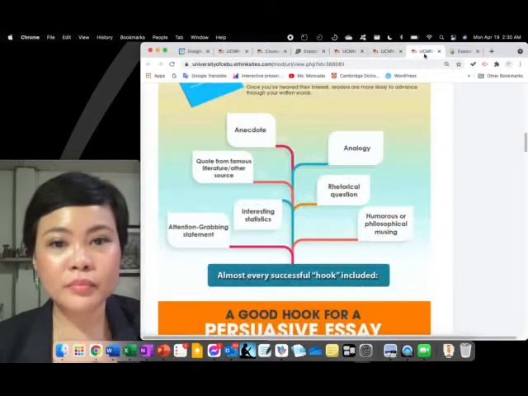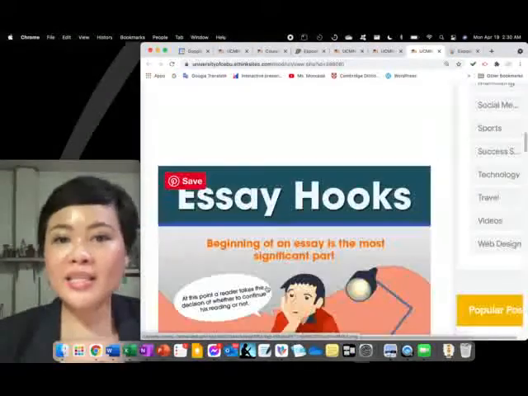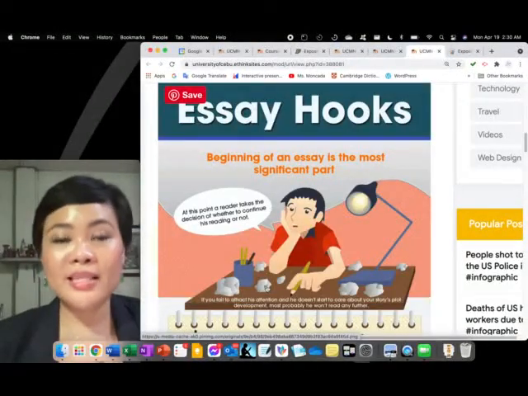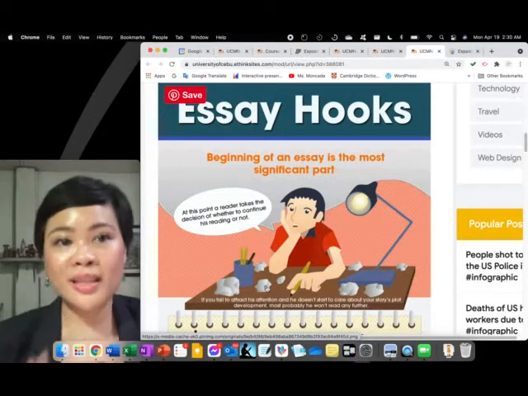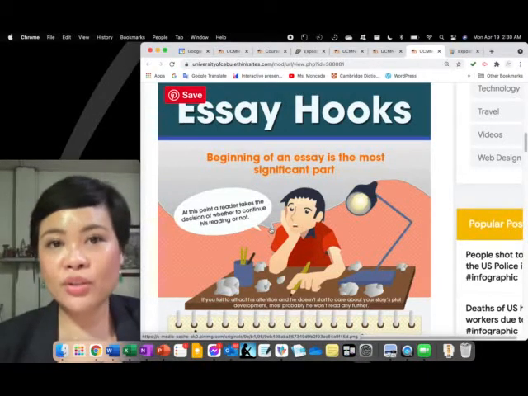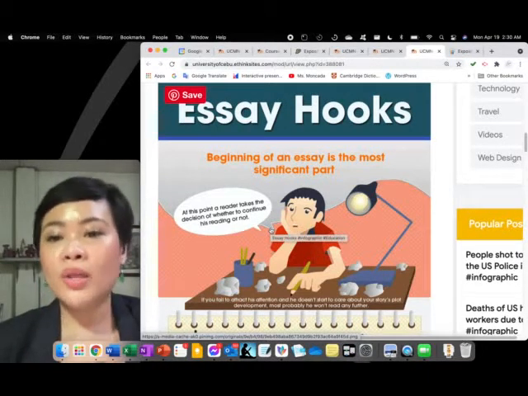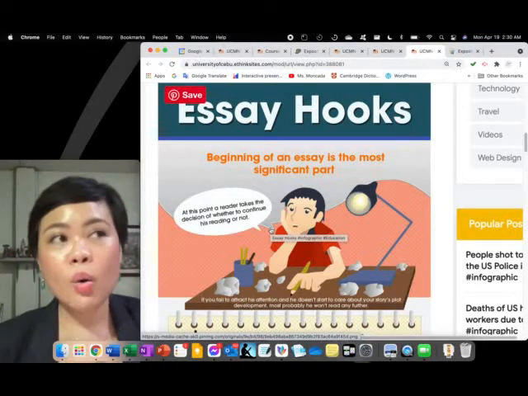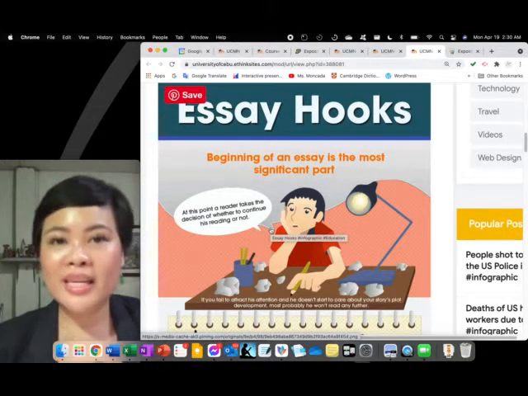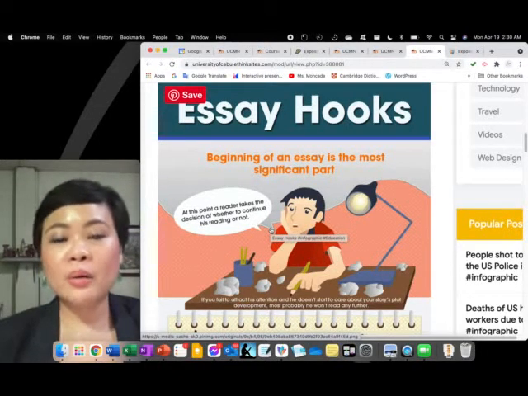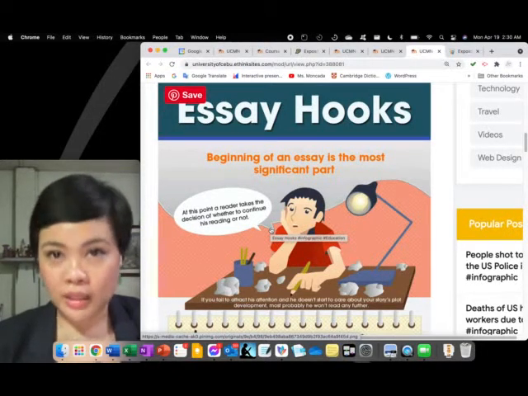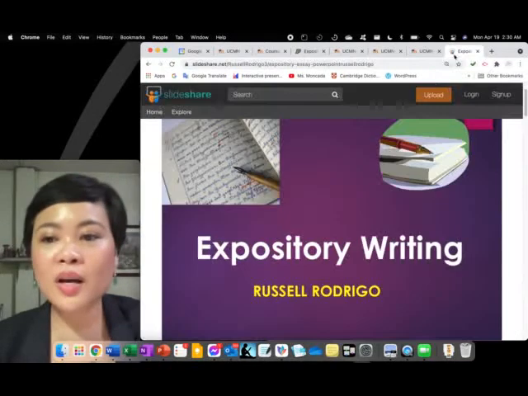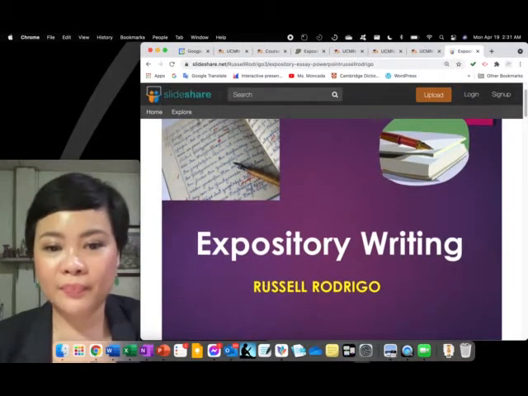moving on. And here is an infographic on essay hooks. I will be using this as well in the discussion later. Essay hooks are important, okay? Whether it is expository writing or persuasive writing, argumentative writing, even narrative, you need essay hooks. So I will be using this briefly as well later on. Okay, so let's talk about expository writing.